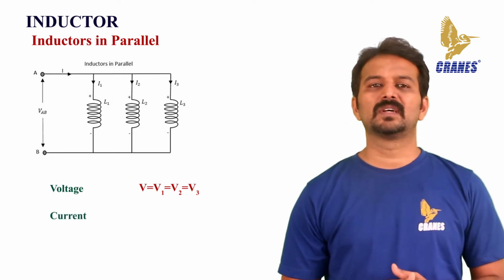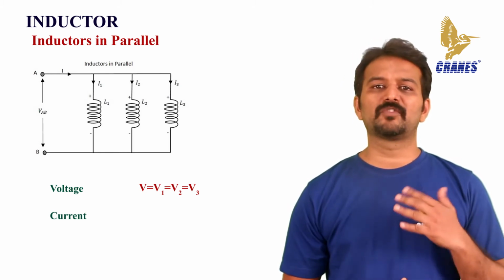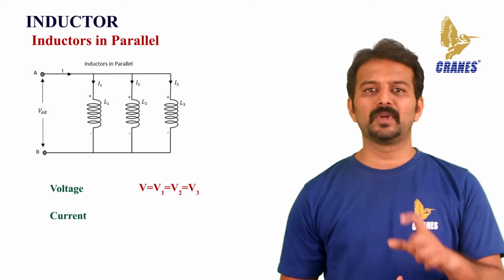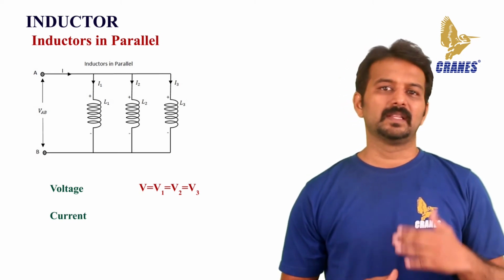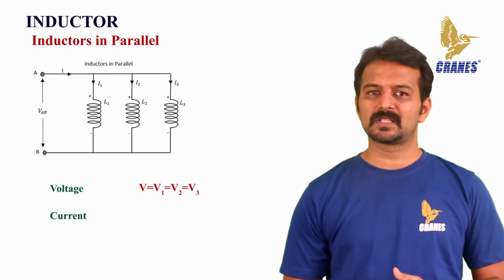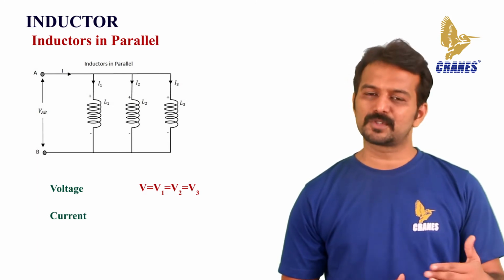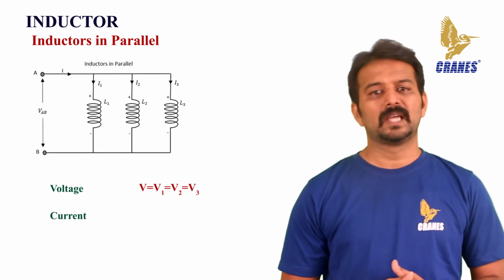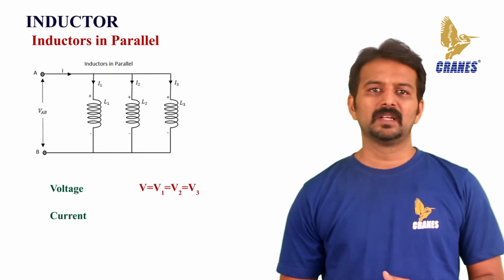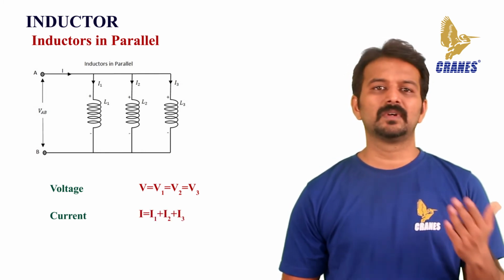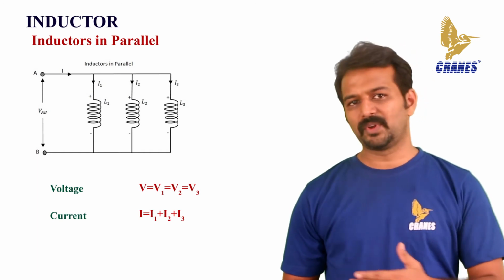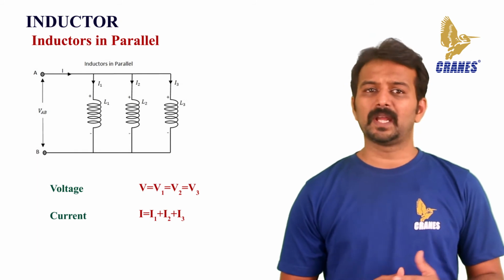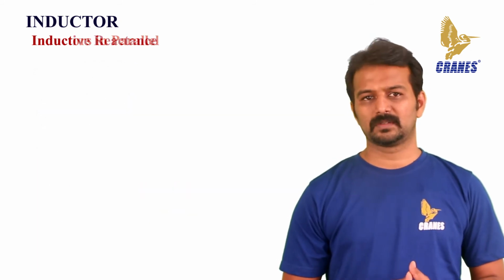So, let us look at the current. The total amount of current entering a parallel inductive network is the sum of all the individual currents flowing in all the parallel branches. The inductance value of each branch determines the value of the current that flows through it. If I1, I2 and I3 are the currents through the inductances L1, L2 and L3 respectively, then the total current is given by I equal to I1 plus I2 plus I3. Hence, the sum of the individual currents in the different branches gives the total current in a parallel network.